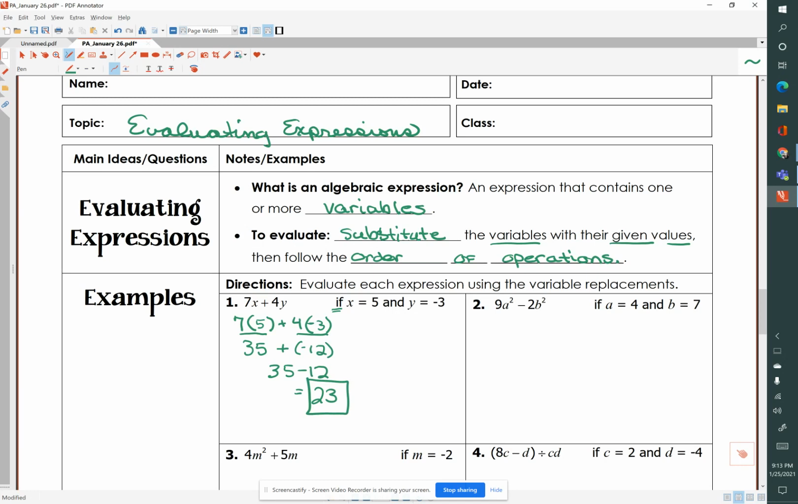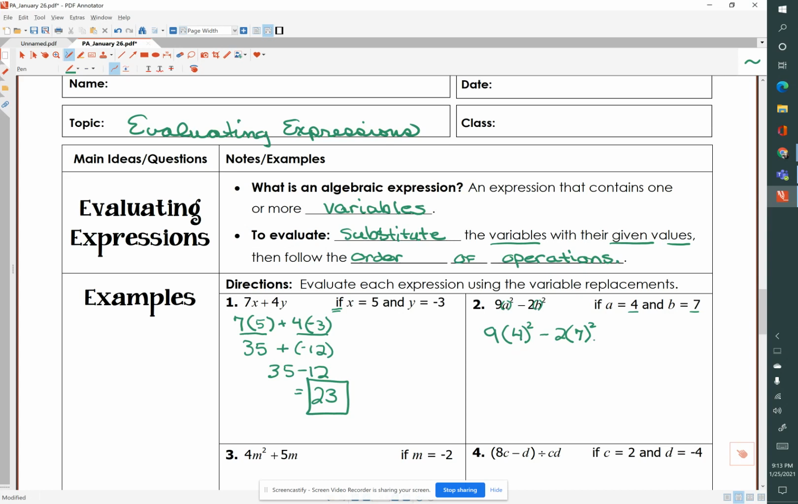Now, be very careful. We just want to substitute for A, and the exponent will be outside the parentheses when we do that. So A will equal 4 and B will equal 7. So we have 9A, where A equals 4, and that is squared, minus 2B, where B equals 7, which is squared. So we start with grouping symbols, exponents, then multiplication and division before addition and subtraction.